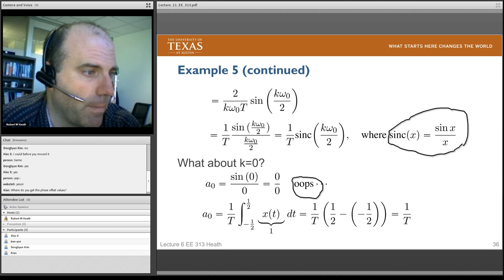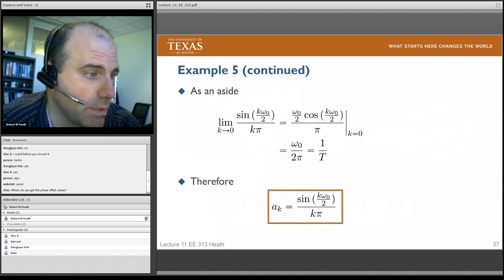Well, what happened? First of all, if we actually did the integral with k equals 0, we would just have 1 over t integral from minus 1 half to 1 half of x of t dt, which is just 1 half minus minus 1 half, which is equal to 1 over t.